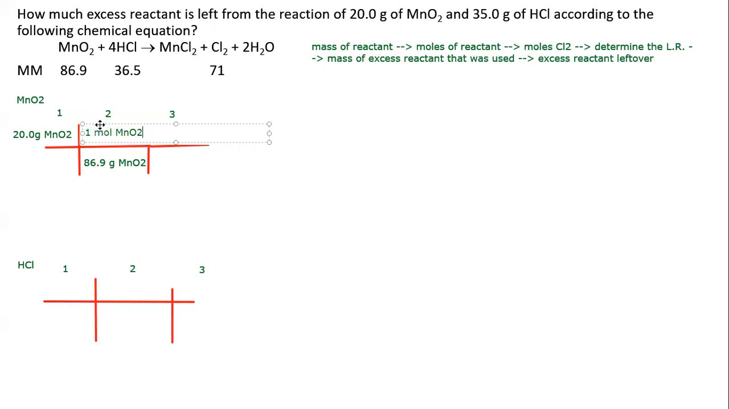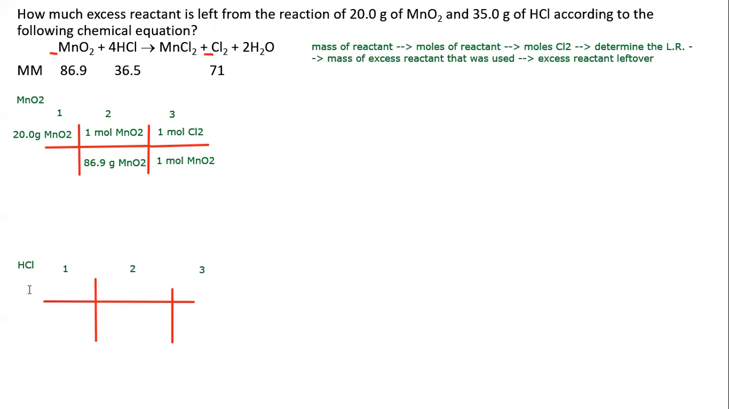Remember, slot 2 is the molar mass, mass on the bottom, mole on top, and slot 3 is the mole ratio. Here there's a 1 in front of manganese IV oxide and a 1 in front of Cl2. So we put the reactant on the bottom, product on top. We do the same thing with HCl.